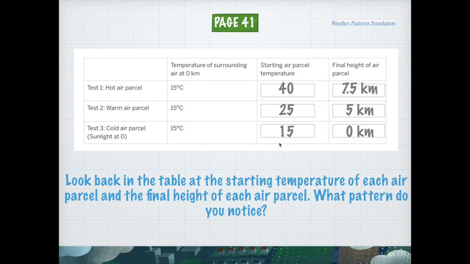And what you should see is that as the temperature increased, as there was more sunlight, which would mean the temperature was hotter, it went up, but so did the level of the height. So what we're seeing here is that the more something heats up, the longer it's going to take to cool. So it's going to go higher and higher in the troposphere so that it can release energy.